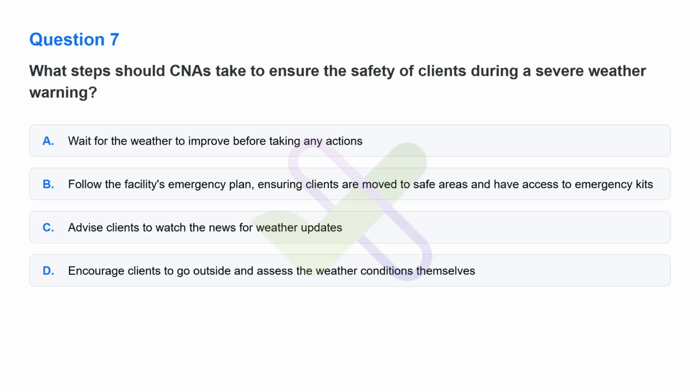What steps should CNAs take to ensure the safety of clients during a severe weather warning? A. Wait for the weather to improve before taking any actions. B. Follow the facility's emergency plan, ensuring clients are moved to safe areas and have access to emergency kits. C. Advise clients to watch the news for weather updates. D. Encourage clients to go outside and assess the weather conditions themselves.